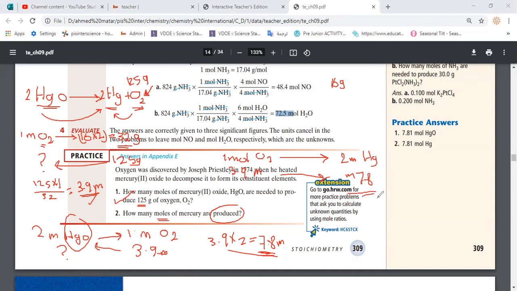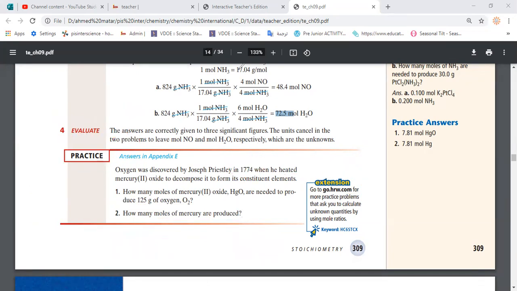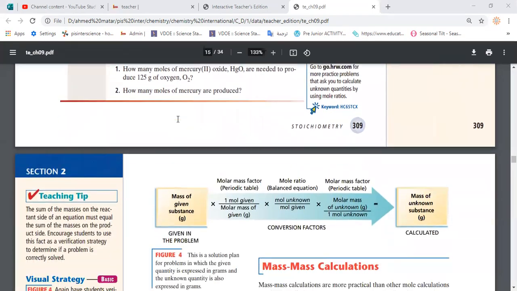Is it hard like this? No. So that's the third kind of calculation that could be done in stoichiometry: you already know the mass of a substance and you're required to find the amount of the other substance in moles. So we convert the mass into moles, then find the mole ratio between the two substances and continue the problem. Any hard question here, guys?